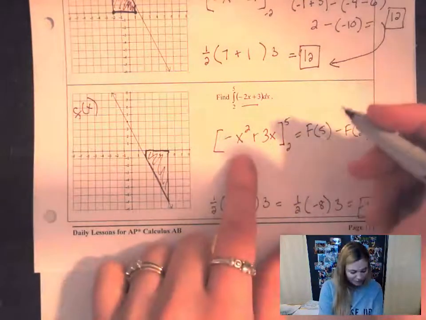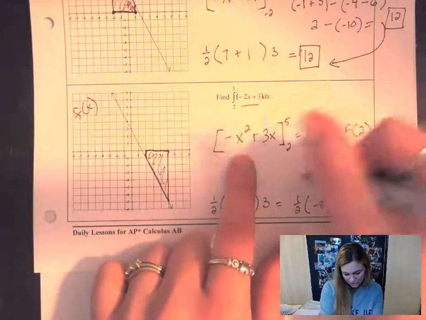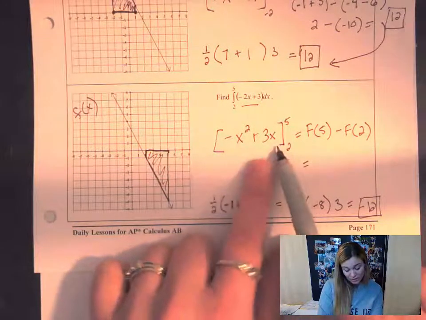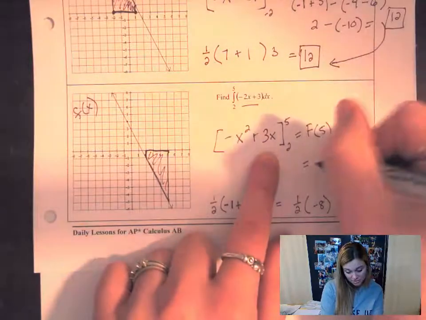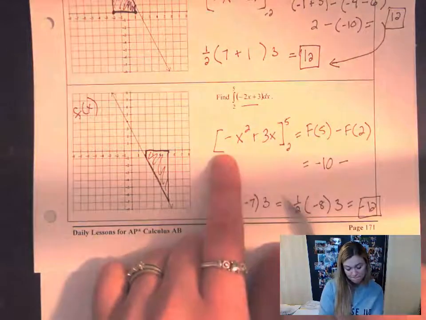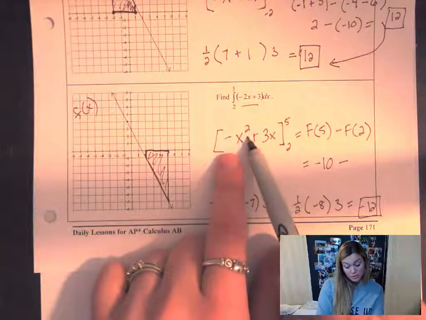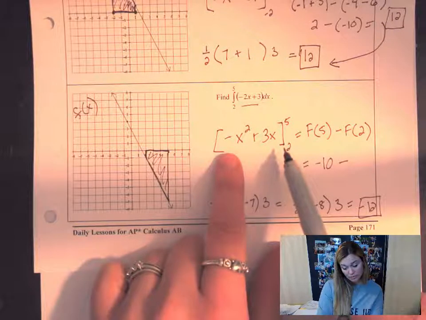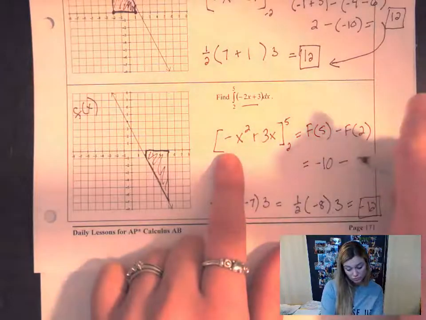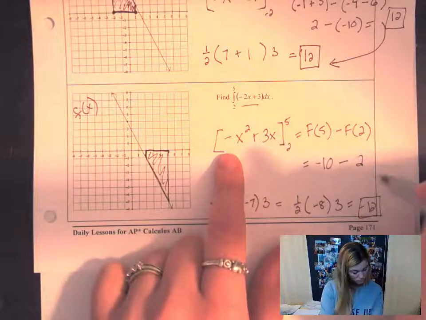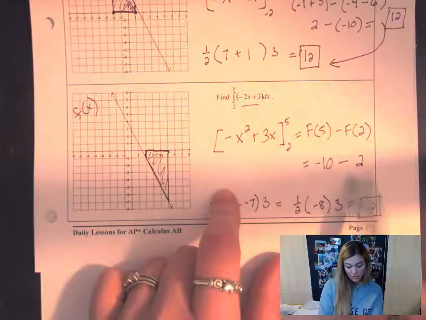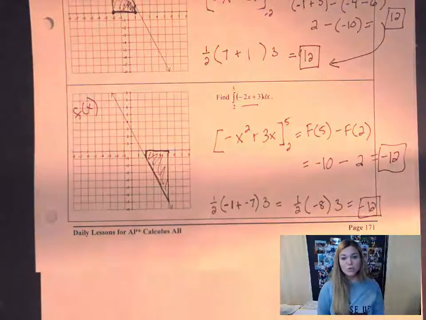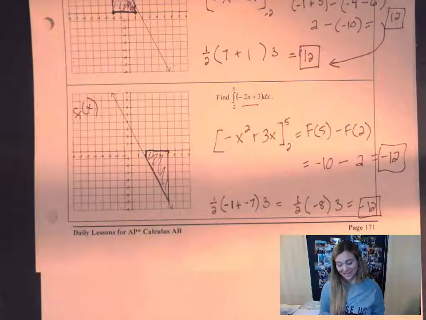If you substitute in 5, you should get 5 squared would be 25. Negative 25 plus 15 would be negative 10. This would be 4, negative 4. Negative 4 plus 6 would be positive 2. Yeah, negative 10 minus 2. FTC for the win. Okay.